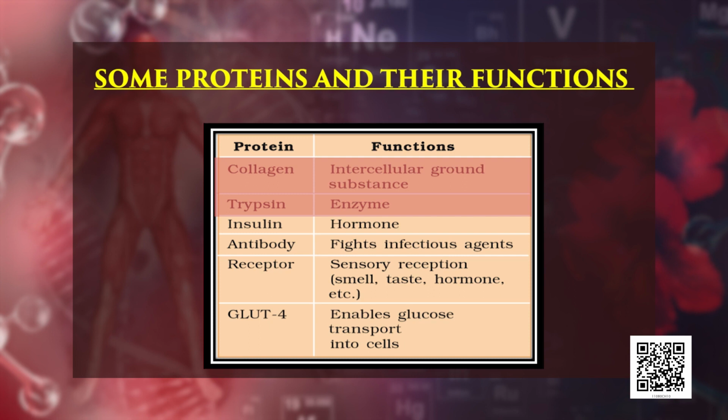Various hormones are also made up of proteins. You have studied about insulin hormone in your previous class. This hormone is prepared by pancreas, a gland located behind the stomach. Insulin controls the blood glucose level and it is made up of proteins.